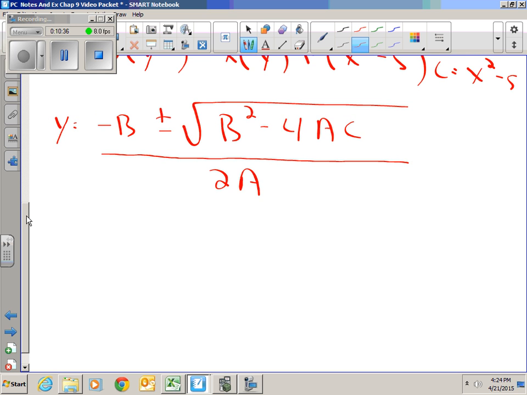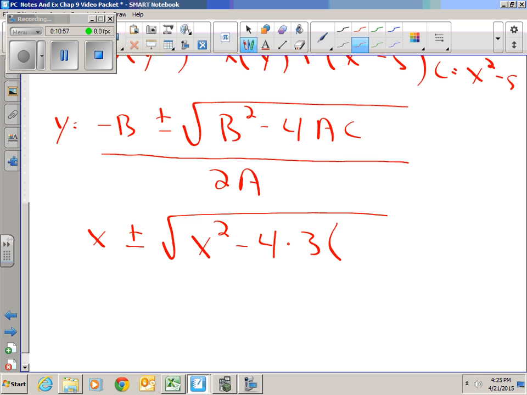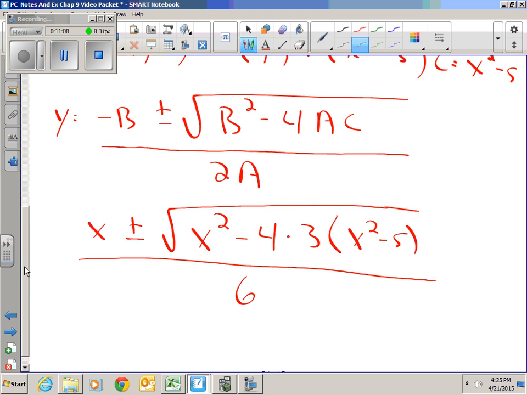So, b was negative x, so this is going to become x plus or minus the square root of b squared, which is negative x squared, minus 4 times a, which was 3, times c, which was x squared minus 5, all over 2a, which is 2 times 3, which is 6. Do not worry about simplifying this too much. That just makes your life harder.